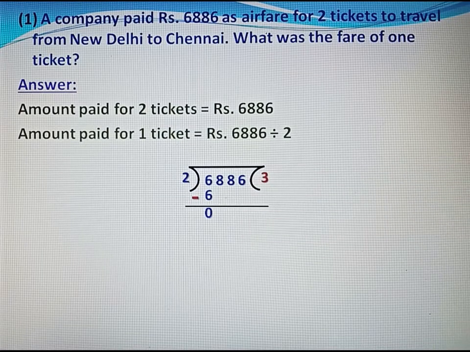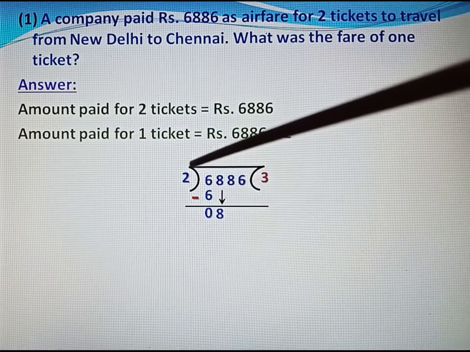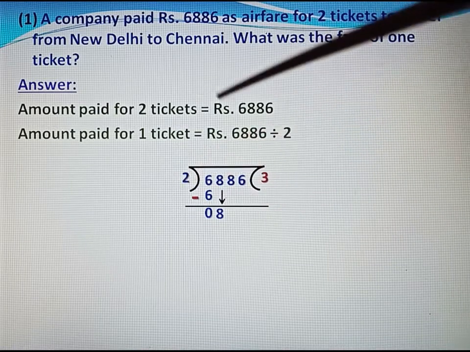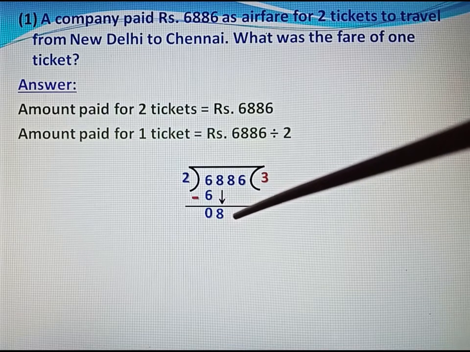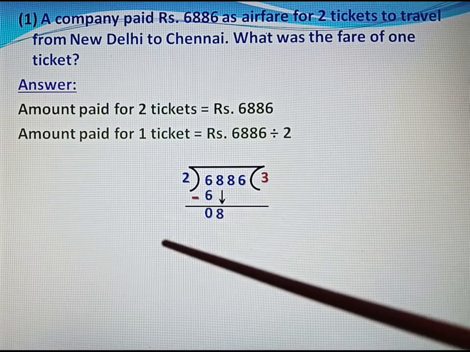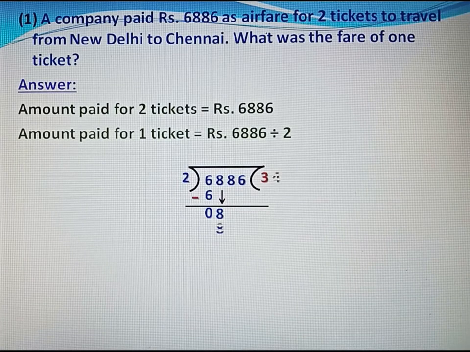Right here 8. Again we will multiply this 2 by that number so that it is equal to 8 or less than 8. It should not be greater than 8. We will multiply 2 by 4. 2 fours are 8, and then we will do subtraction. 8 minus 8, 0, and then we will take the next number, that is 8. Right here 8.